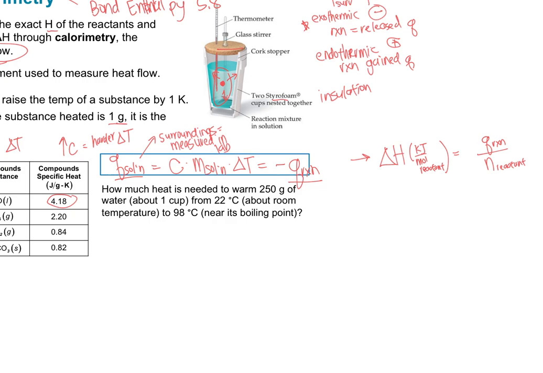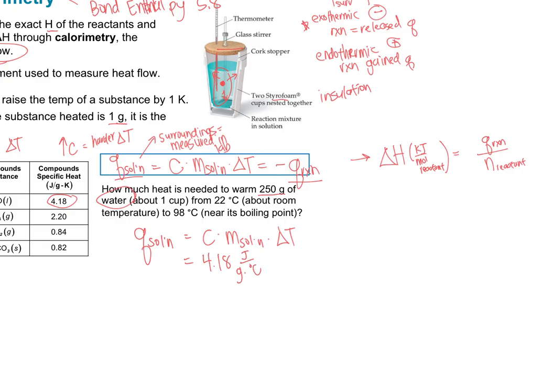How much heat is needed to warm 250 grams of water, which is about 1 cup, from 22 degrees Celsius, which is room temperature, to 98 degrees Celsius, which is near its boiling point in Salt Lake? So we're going to calculate the heat involved in our solution here is going to be equal to C times the mass of the solution times the change in temperature. So we're going to plug it in. The specific heat of water, which is what we are heating here, is 4.18 joules per gram times Kelvin.